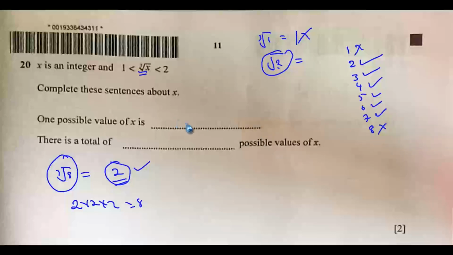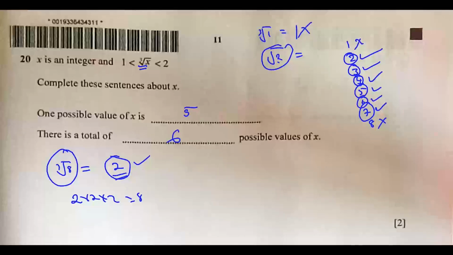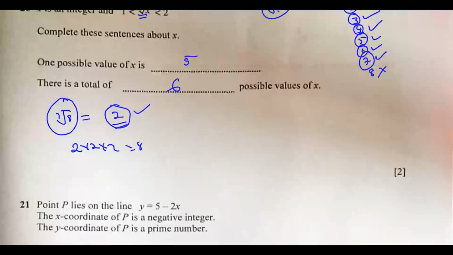So let's pick 5. Okay, so that will be okay. So there is a total of dash possible values of x. So you have 1, 2, 3, 4, 5, and 6. So we have a total of 6 possible values. Okay, so let's go to the next question. That will be question 21.